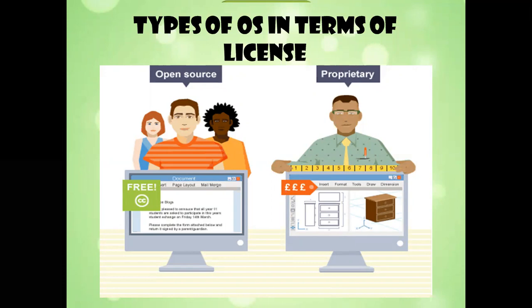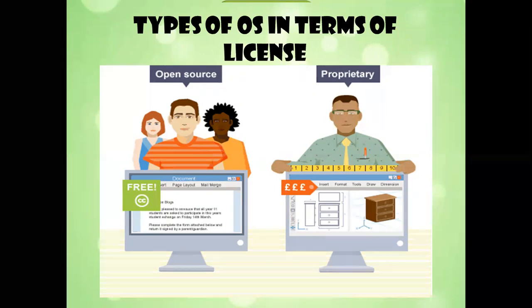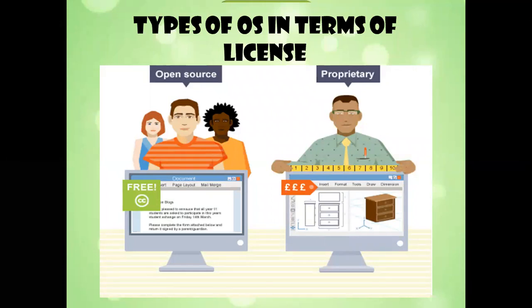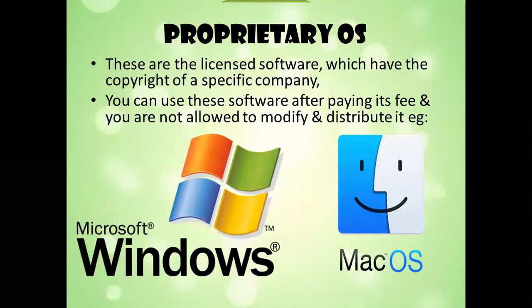Next is proprietary operating system. Proprietary operating systems are those operating systems which are paid. They have a license. You can purchase them, but you cannot redistribute them according to your convenience. So proprietary operating systems are the examples. These are the two examples.